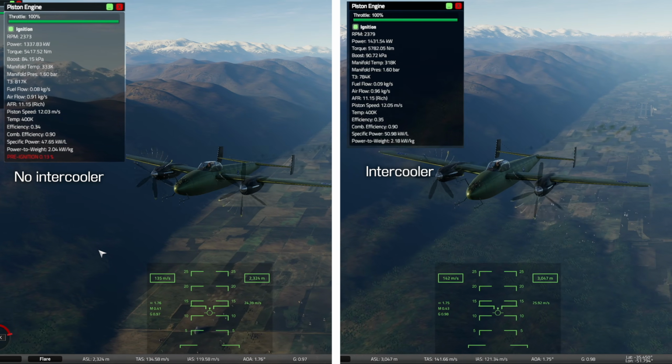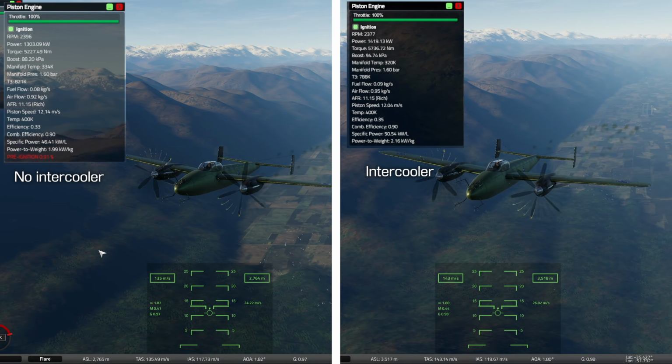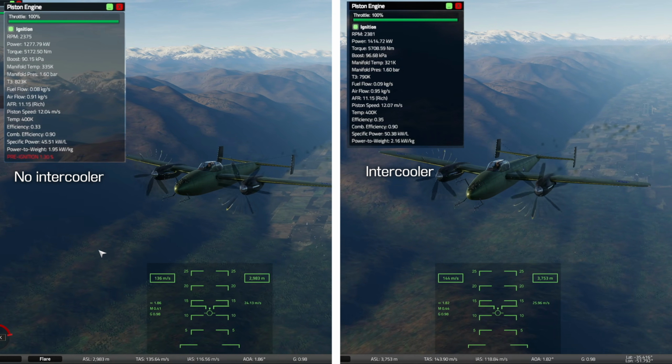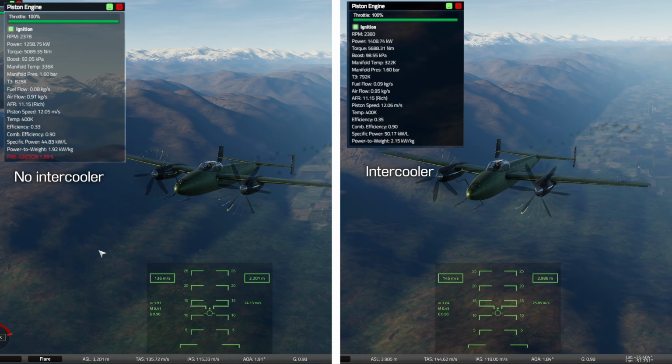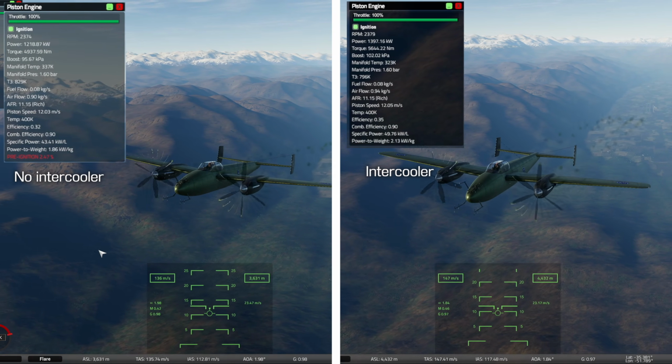At higher altitudes, preignition becomes more prevalent even if your engine was not preigniting at sea level. If you have turbocharged or supercharged engines, which you probably should for high altitude flight, you can use intercoolers to help mitigate this.